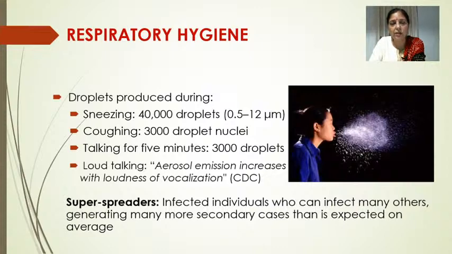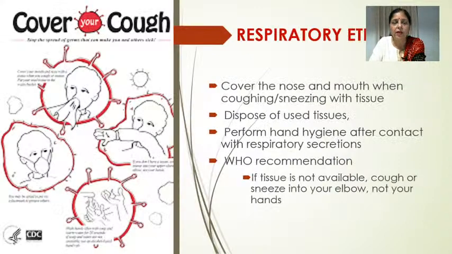And loud talking would produce more droplets, as aerosol emission increases with the loudness of vocalization. So the louder we talk, the more aerosols are transmitted. Super spreaders are individuals who can infect others by generating more droplets and more secondary cases than is expected on average. So it depends upon the infection control and the viral load. We have to be careful with the super spreaders.